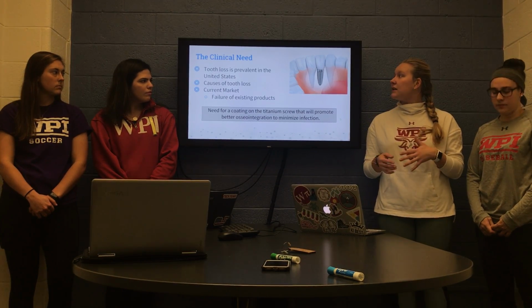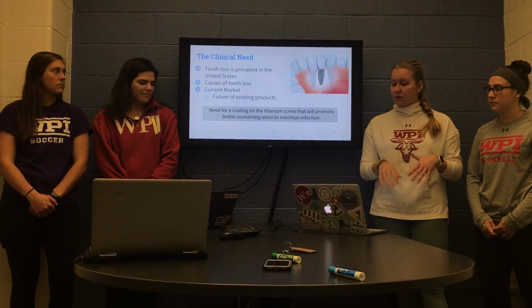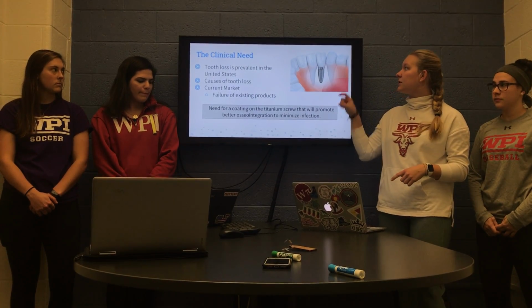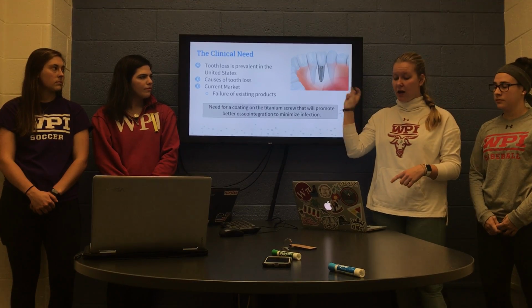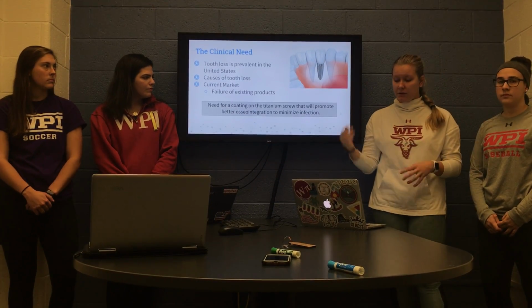So what exists on the market today is a titanium screw, as seen in the picture. The titanium screw has three parts, which is the titanium screw itself, which is the part that goes into the jaw, the abutment, which is under the crown, and the crown itself, which looks like a normal tooth.